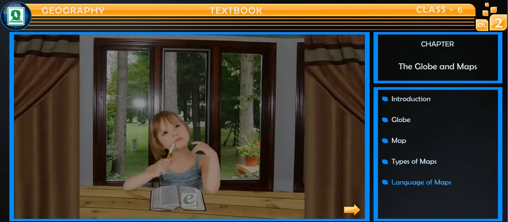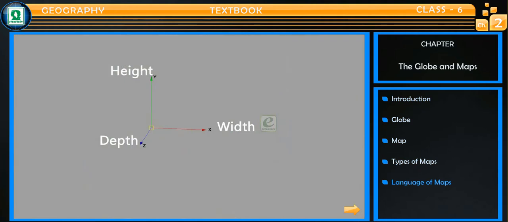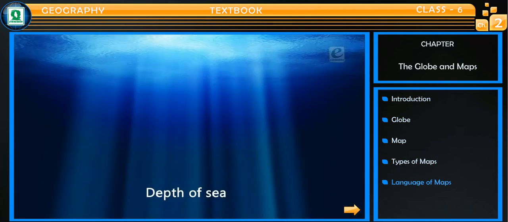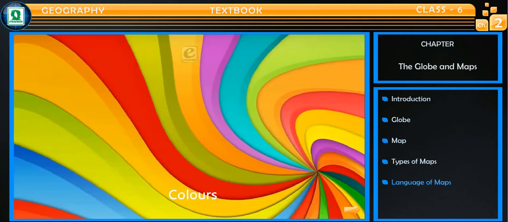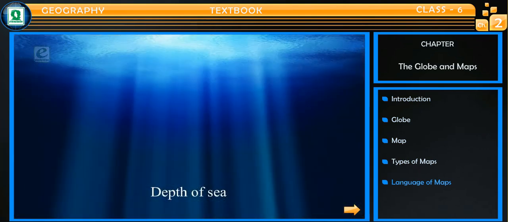Though the maps are only 2-dimensional, yet they can give an idea of the 3rd dimension. Like if we want to give or get an idea of the height of a mountain or the depth of a sea, there are many ways to do so. Colors can be used to show the height of land or the depth of sea.